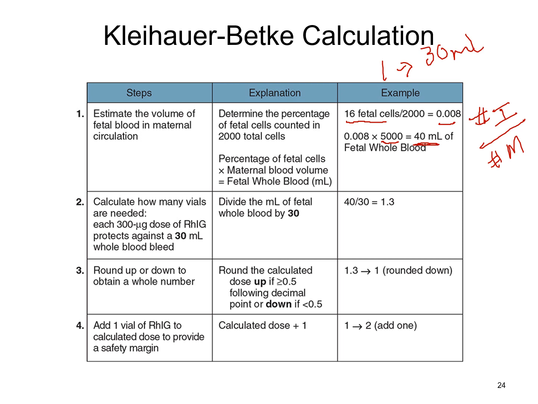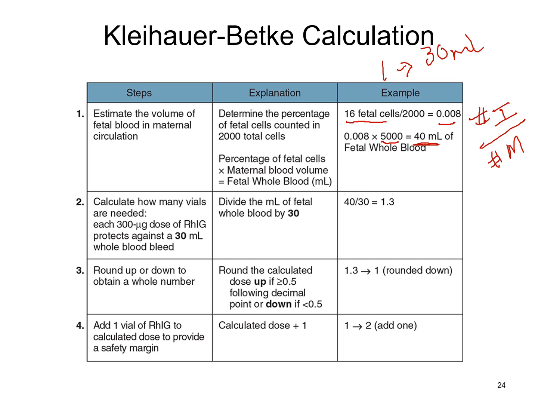So the next step that you need to do is actually calculate the number of vials. So again, we know that 300 micrograms is going to cover a 30 ml bleed. Now, if you give extra, it's not a bad thing. It's just going to be extra to kind of help coat any of those red cells, because again, this is not an exact number here.